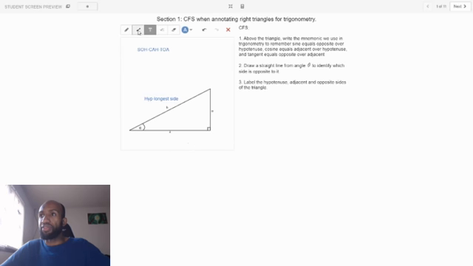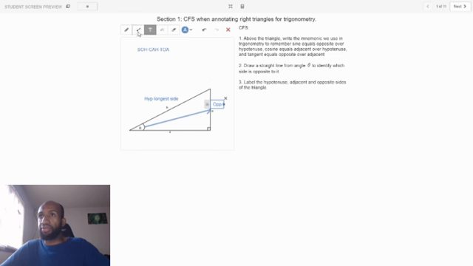To find the opposite side, we're going to draw a straight line from our angle in question to the other side, and the side that is completely on the other side is called the opposite side, which is side O right there. Opposite.